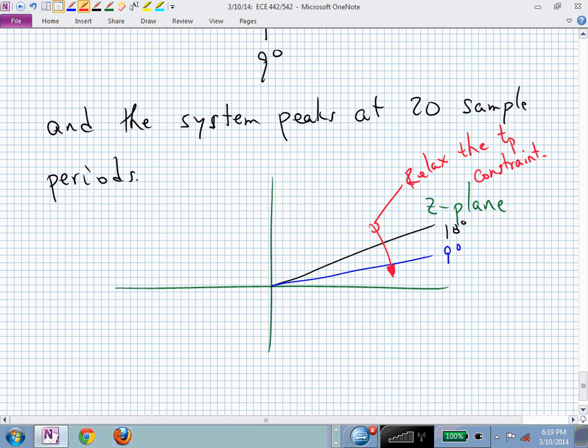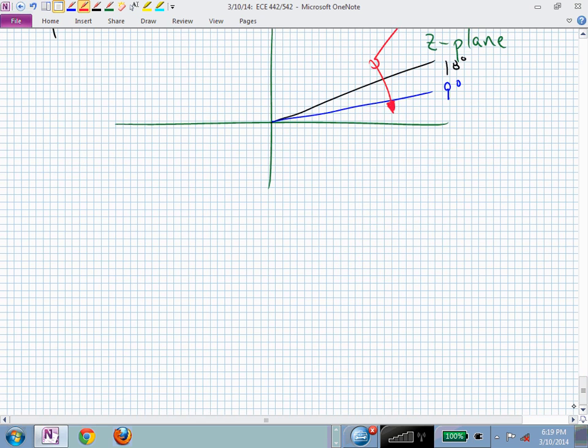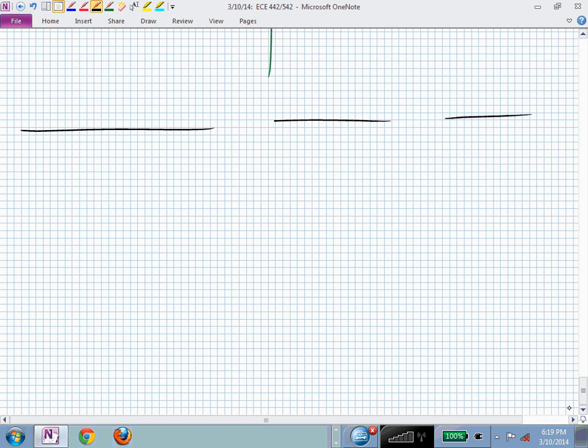Meaning if somebody wants to make your time to peak faster, you need those poles to be on a bigger angle. And that will make your time to peak shorter in terms of sample periods. Now, if we have all of that, let's look at an example. Time to peak is a design spec that we hadn't really talked as much about.